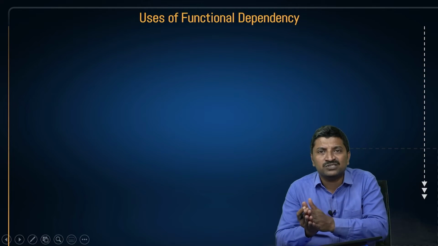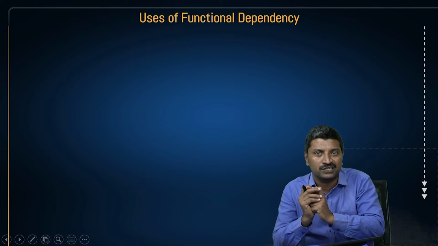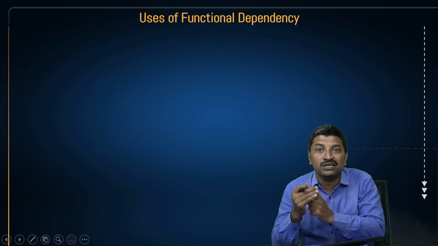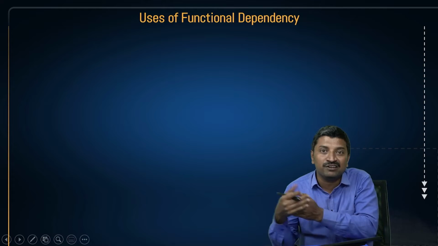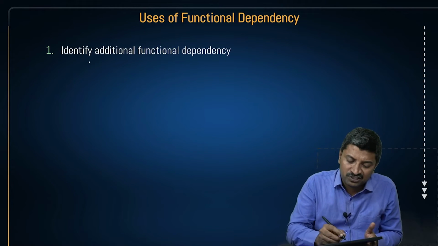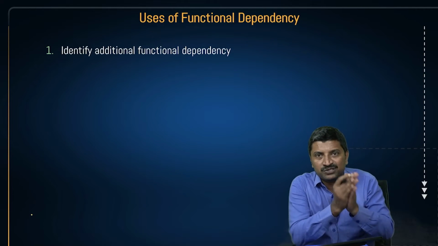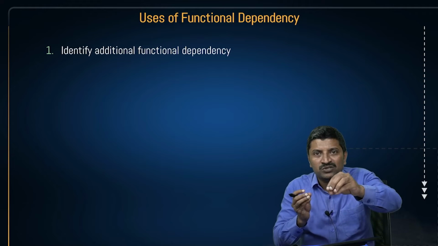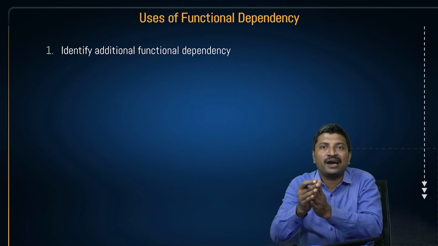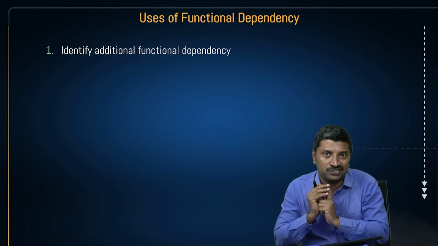Now we have seen what a functional dependency is and how to verify whether a functional dependency holds on a given relation instance or not. Now let us see the uses of functional dependency, that means where we can use these functional dependencies. The first one is to identify additional functional dependencies. When they are given some set of functional dependencies, by using some set of rules, also called Armstrong axioms, we can identify some more functional dependencies which hold on the given relation instance.